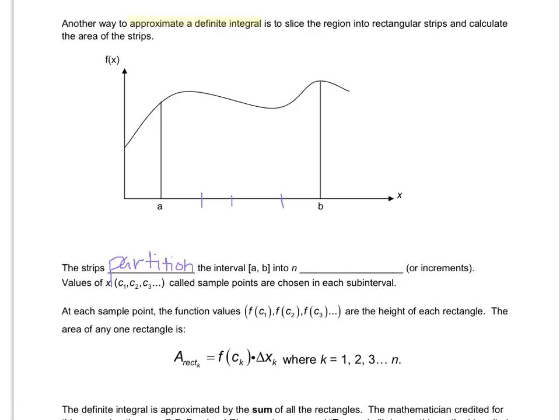Into n sub-intervals. And n just talks about how many intervals you are going to make. In this particular diagram, I made 4 sub-intervals. So in this case, n would equal 4.